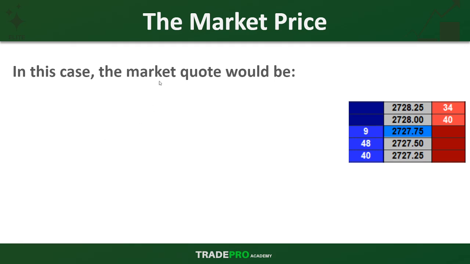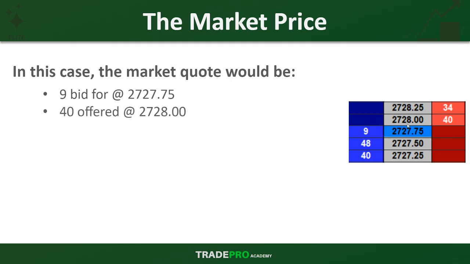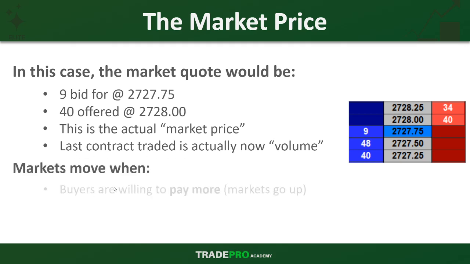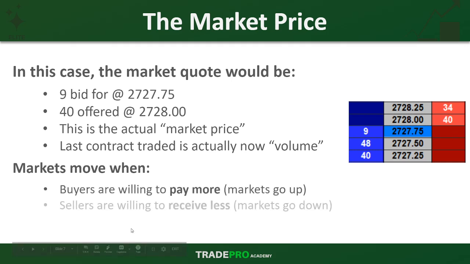So in this case, the market quote would be 9 bid at 27 3 quarter, or 40 offer at 27.28. That is the current market price at this point. This is the actual market price I just said, and the last contract traded is actually now volume. So markets move, as we said before, if buyers are willing to pay more, the market goes up, or if sellers are willing to receive less, the market goes down. Which is a critical concept: more buyers than sellers, the market goes up; more sellers than buyers, the market goes down. Pretty simple in that regard.